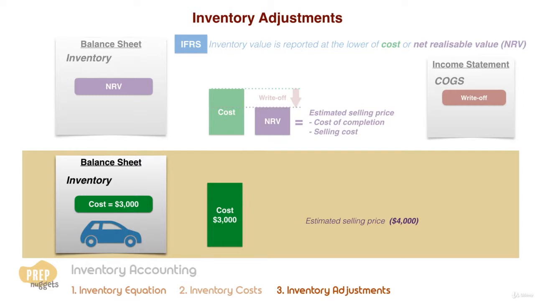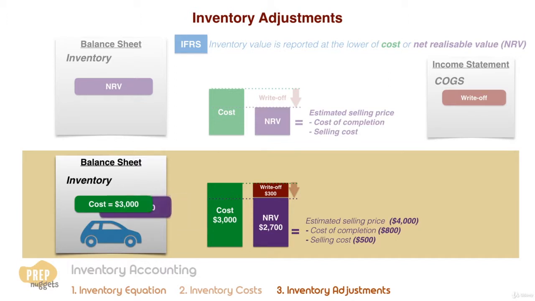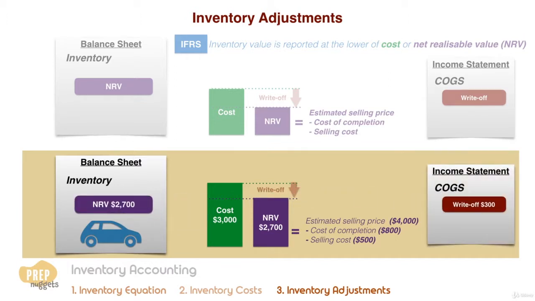The company estimates that another $800 cost is needed to complete the car for sale. Another $500 cost is needed to sell the car. The net realizable value of this car is now just $2,700. Under IFRS, the manufacturer needs to write down the inventory value of this car by $300 to get its net realizable value. This $300 loss is recognized in the income statement.